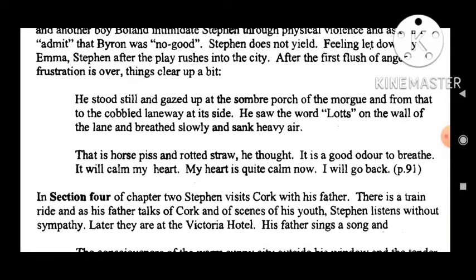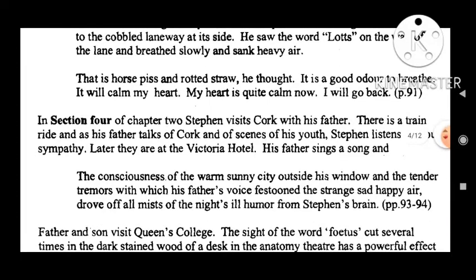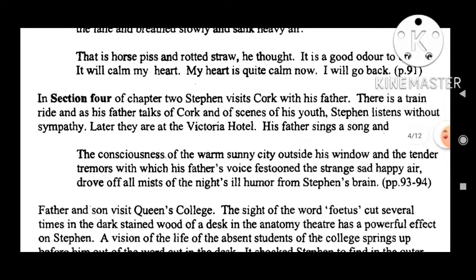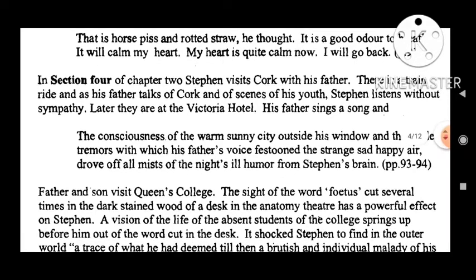After the first flush of anger and frustration is over, things clear up a bit. He stood still and gazed up at the sombre porch of the morgue, and from that to the cobbled laneway at its side. He saw the word "Lotts" on the wall of the lane and breathed slowly and sank heavy air. That is horse piss and rotted straw, he thought. It is a good smell to breathe. It will calm my heart. My heart is quite calm now. I will go back. Page 91.